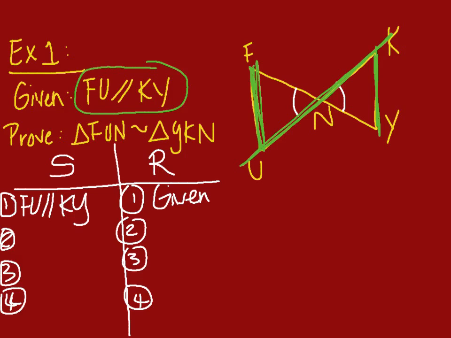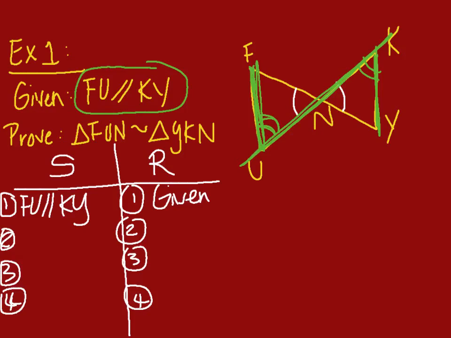So your alternate interior angles are going to be right here at U and at K. So you have your 2 angles marked. You don't have to mark the third because I explained already if you have 2, you automatically have 3, so don't waste the time. So let's go to naming our 2 congruent parts.